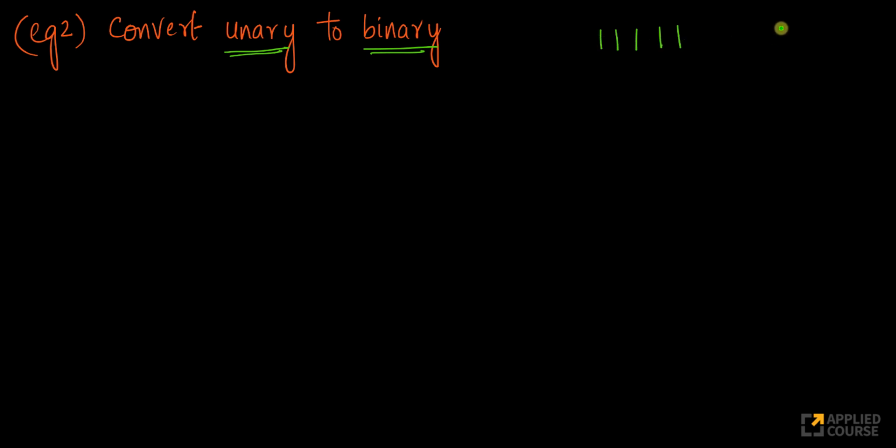Now how do I convert this into binary, and what is the final binary value that I want? The binary value that I want is this. This is base 2. So this should be converted into this. This is what we want.